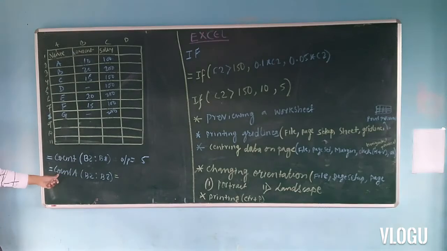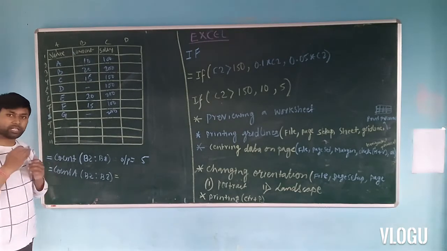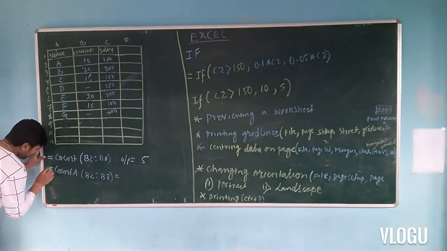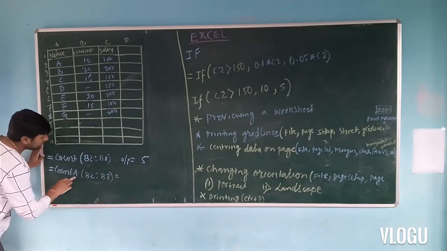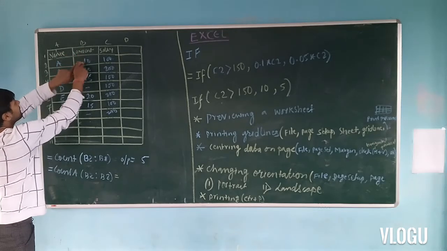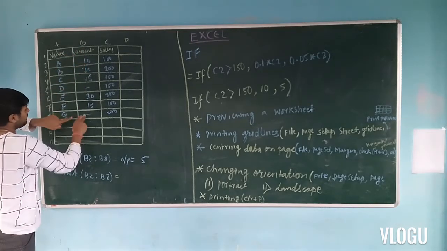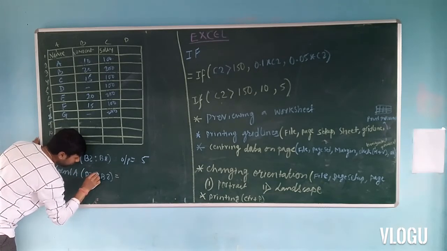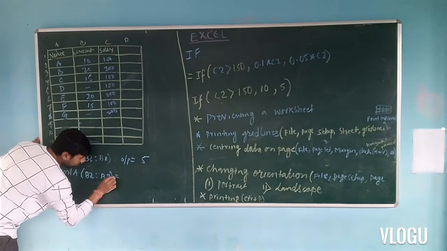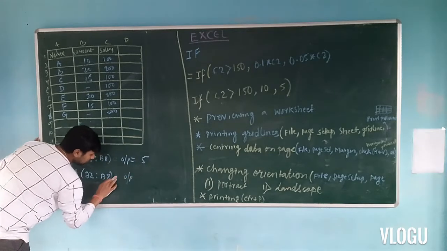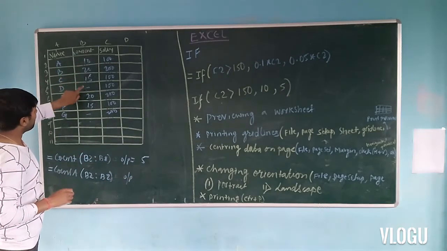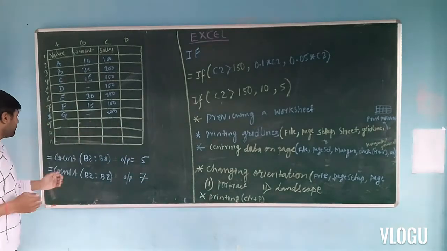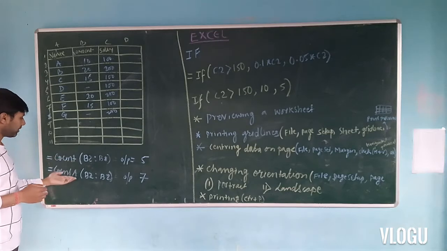Now see, what is the function of count A? Count A means count all. A stands for all. Now we have to put equal to count A, and the address of this range is B2 to B8. So put a bracket, and inside the bracket B2 colon B8. Now what will be the output given by this function? See, 1, 2, 3, 4, 5, 6, 7. It will give 7.